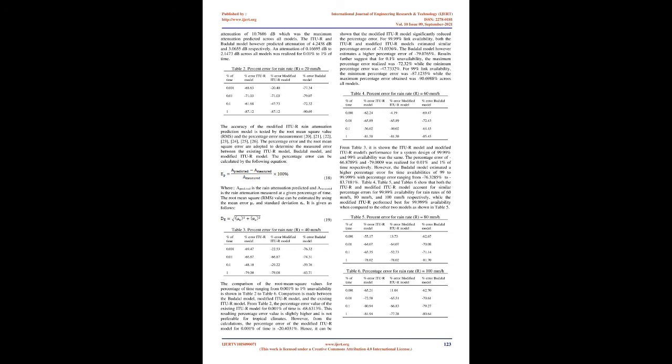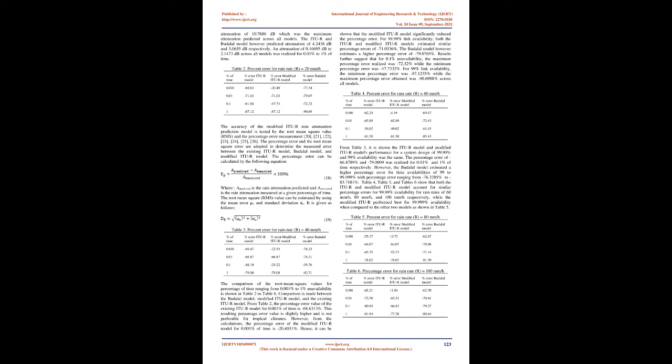Figure 2e shows that for 0.001% of time the modified ITU-R model predicted attenuation of 10.7686 dB, which was the maximum attenuation predicted across all models. The ITU-R and Budalal models, however, predicted attenuation of 4.2438 dB and 3.0655 dB respectively. An attenuation of 0.16695 dB to 2.1473 dB across all models was realized for 0.01% to 1% of time.